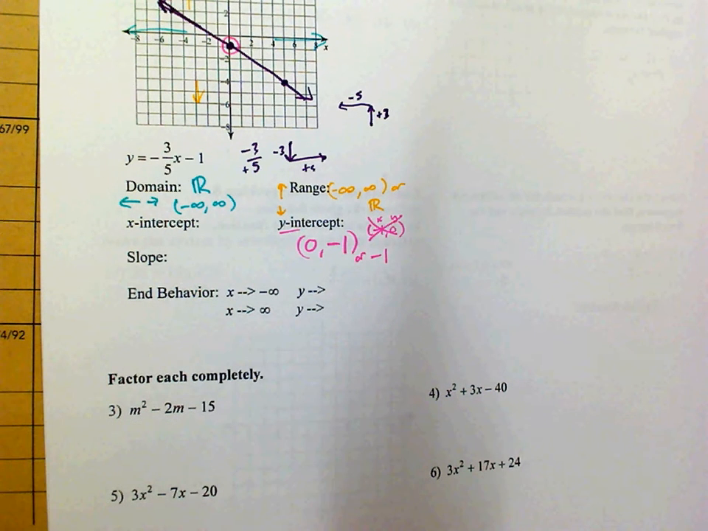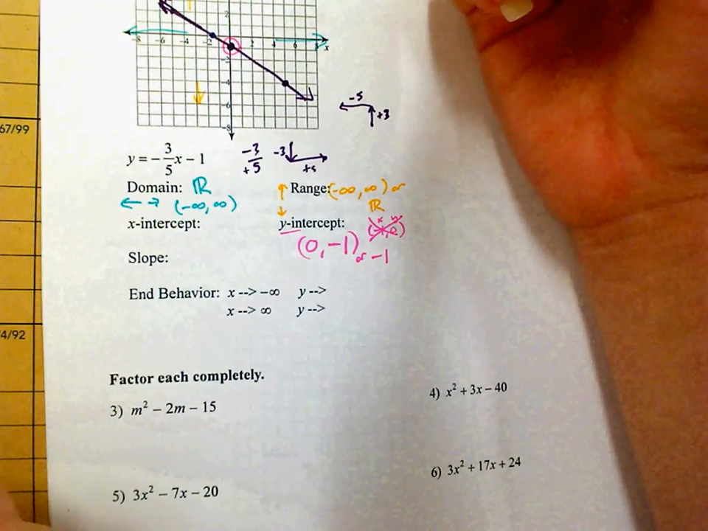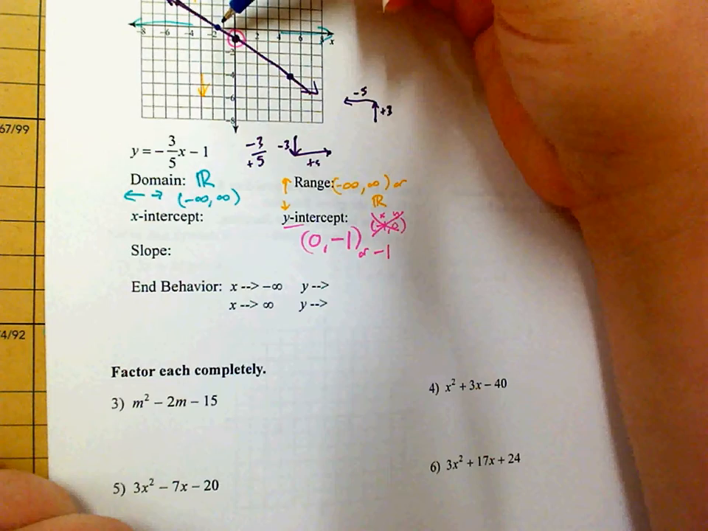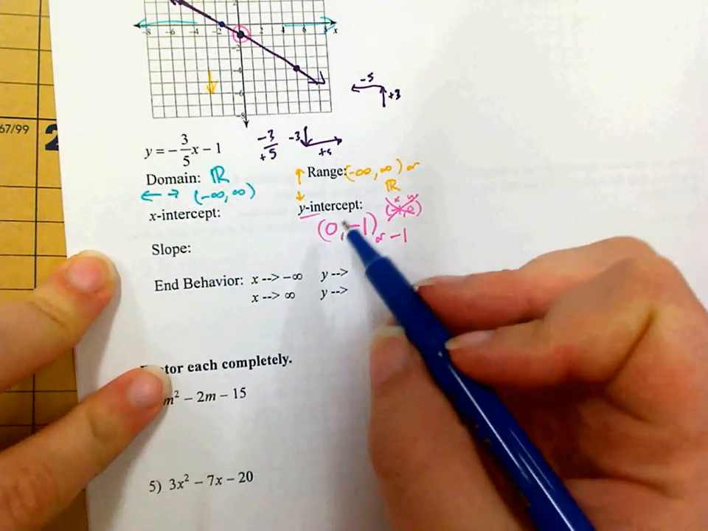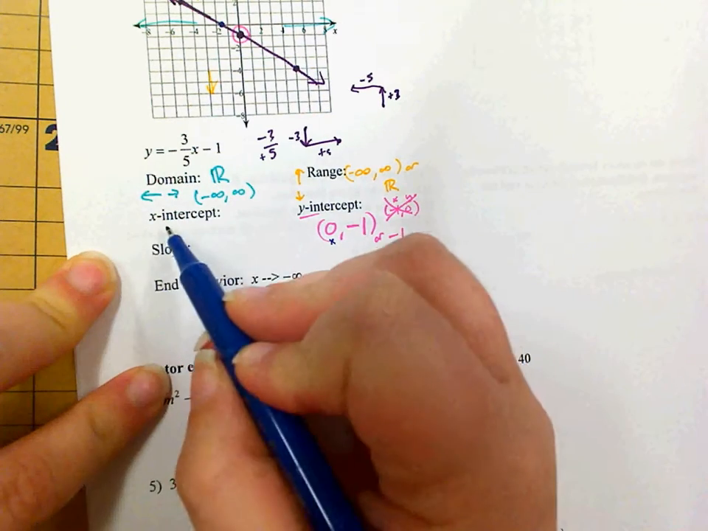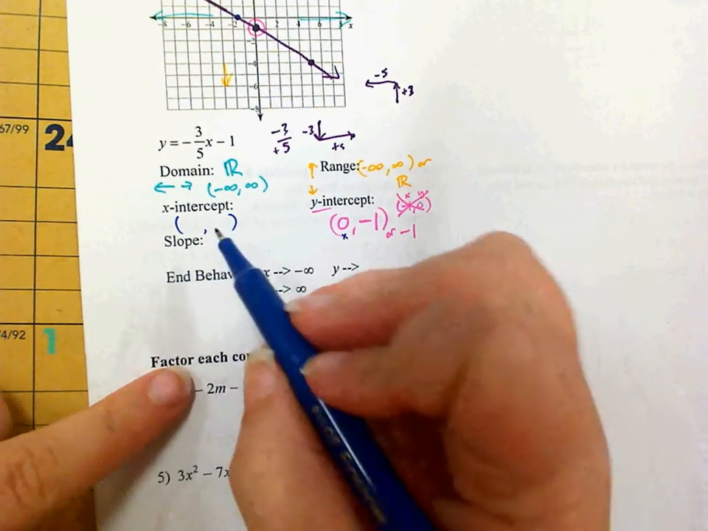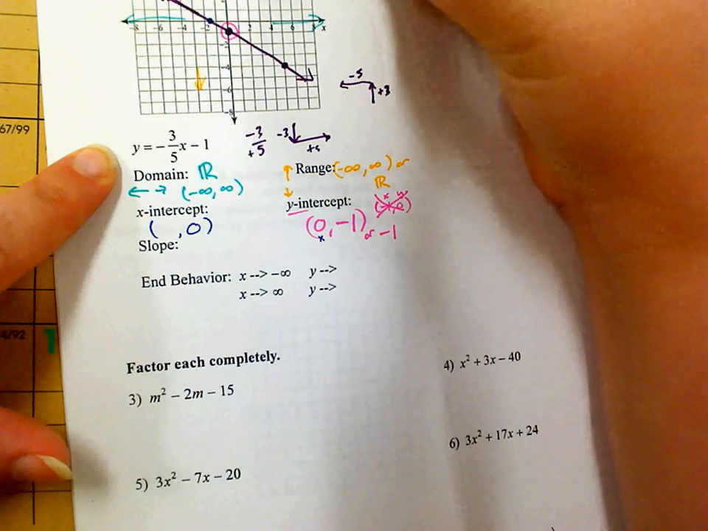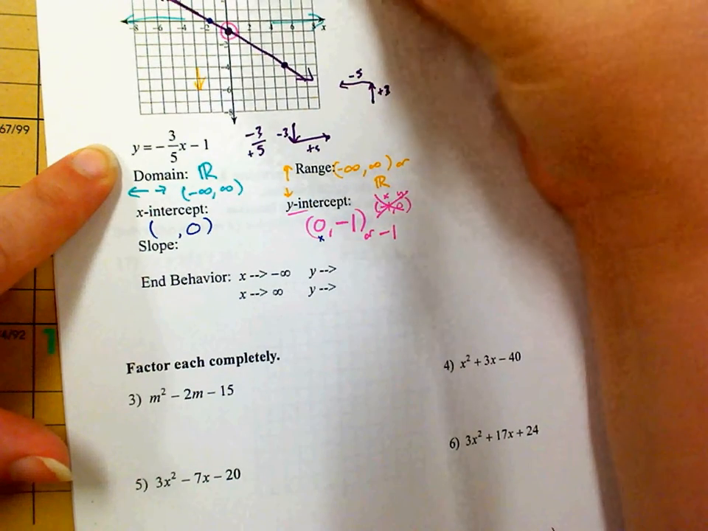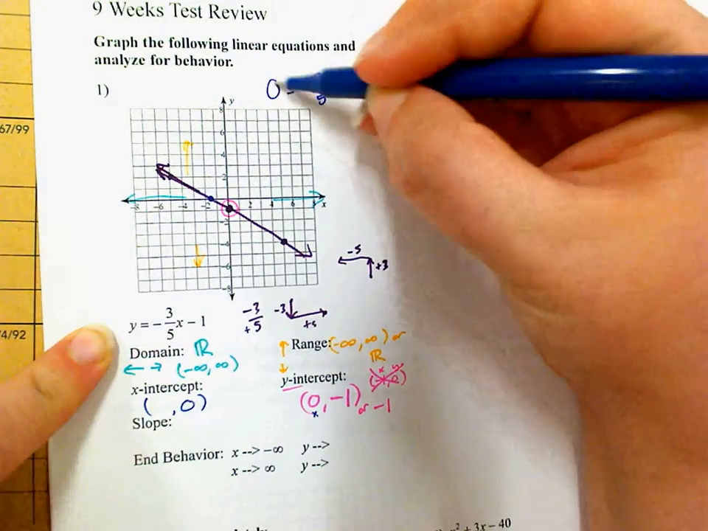Okay, x-intercept. I need to know where it crosses the x-axis. And it looks like it's somewhere between negative 1 and negative 2, yeah? Right there? Okay. A y-intercept is when x equals 0. And an x-intercept is when what? When y equals 0. So I'm going to take this function, negative 3/5 x minus 1, and I'm going to let y equal what? 0. And I'm going to solve. Okay?